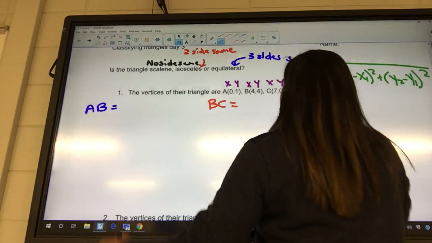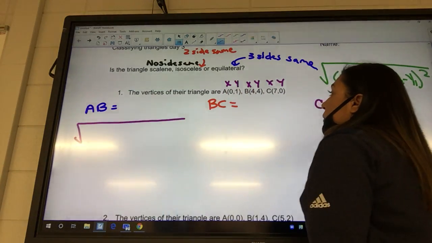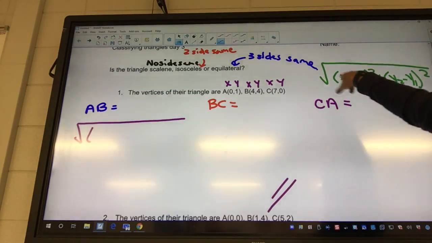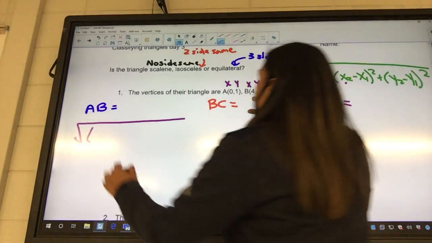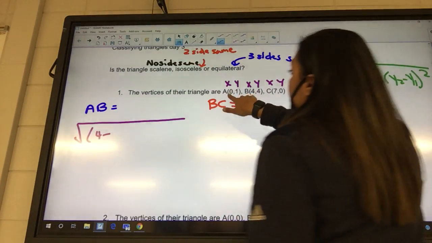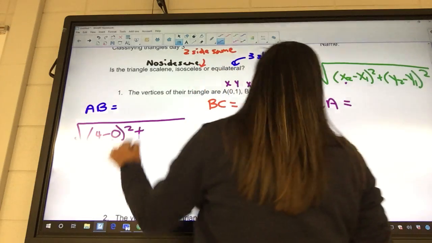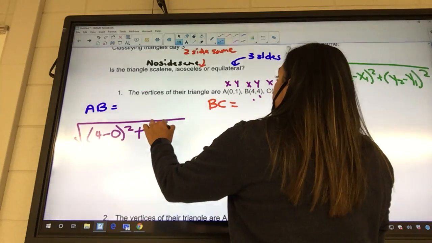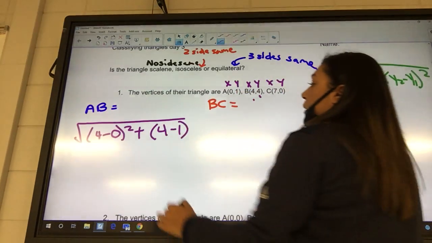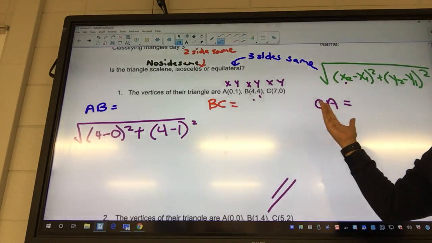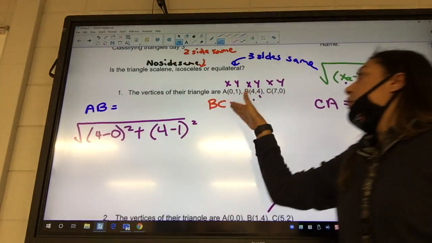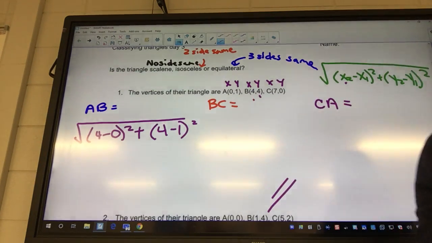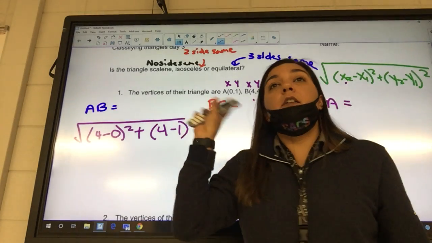So when we set this up in our formula, we're going to have a square root of, and x2 comes first, so that's going to be the B, so it's going to be 4 minus x1 from the A, squared, plus y2, so that's going to be this 4, minus y1 from the A. When you're doing the subtraction, it's going to be B minus A, or C minus B, A minus C. So you pick from the back one to the front. Then you can just type this all in your calculator just like this.